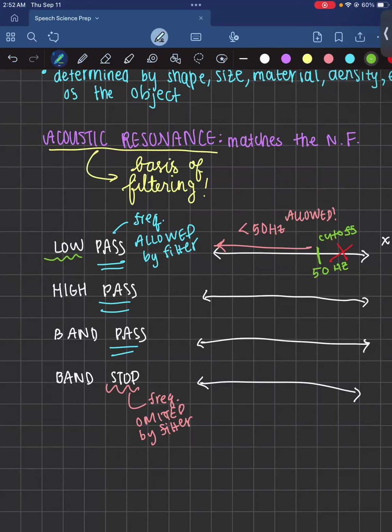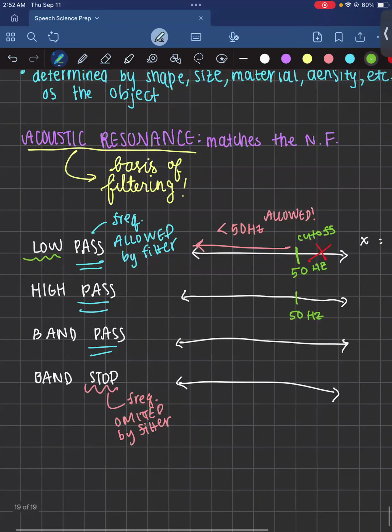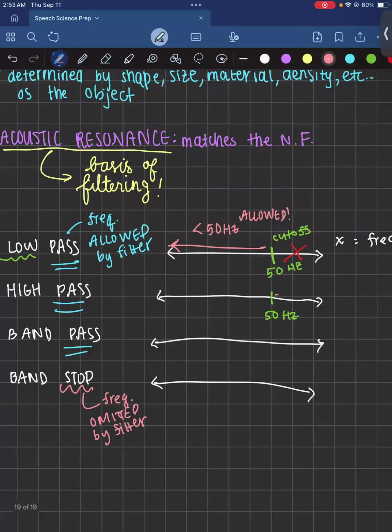On the other hand, high pass filtering. Let's say I had the exact same cutoff, just for fun, of 50 hertz. But high pass says that the higher frequencies are passed or allowed by the filter. So that means that only the frequencies above 50 hertz, greater than 50 hertz, are allowed. But anything below 50 hertz, anything below the cutoff, is not allowed.